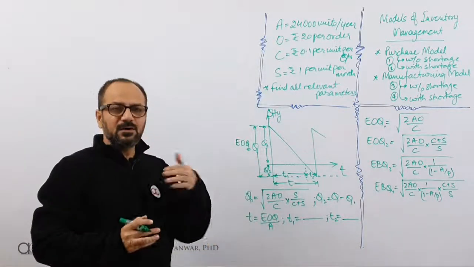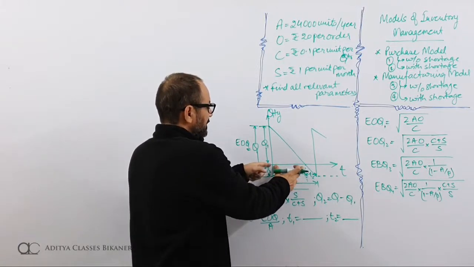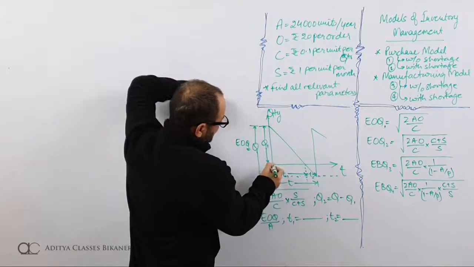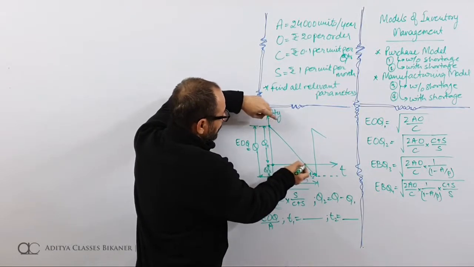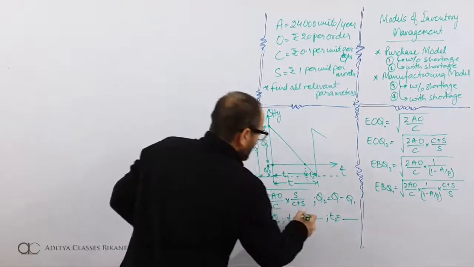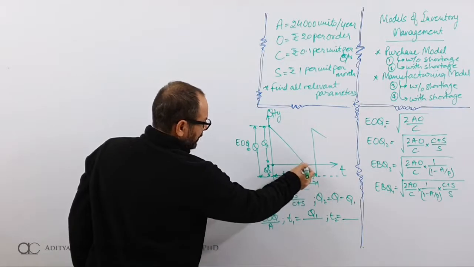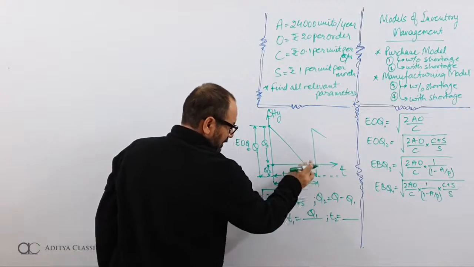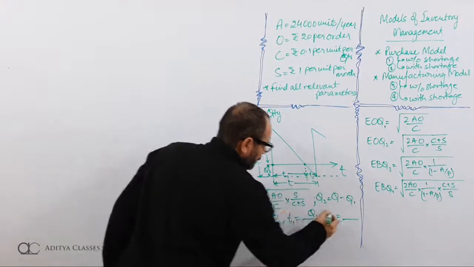What is the quantity swing in T1? When we start T1, the quantity is at this point, Q1. At the end of T1, the quantity comes down to 0. So the swing during T1 is Q1. What is the swing during T2? At the start of T2, at this point, quantity is 0. But when you reach the end of T2, the quantity has dropped down to Q2.